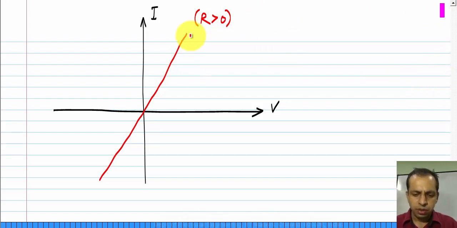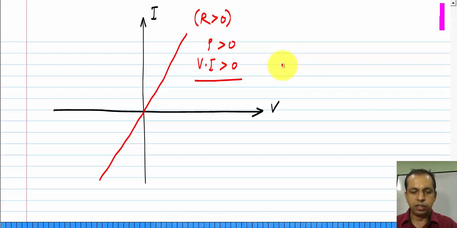So, now the characteristic is a straight line which passes through the origin. That means that it lies in the first quadrant and the third quadrant. And in the first quadrant, of course, both V and I are positive. So, the product is positive. That means that the power is greater than 0 as we have defined it, and the power we have defined is the power delivered to the resistor, power delivered to the element.